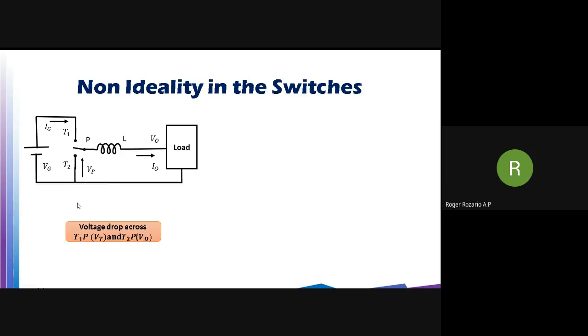In a practical DC-DC converter, the switch PT1 will be replaced by a BJT or a MOSFET or an IGBT, and we call the voltage drop across the switch VT. And the switch PT2 will be replaced by a diode, and we call the voltage drop across the diode VD.